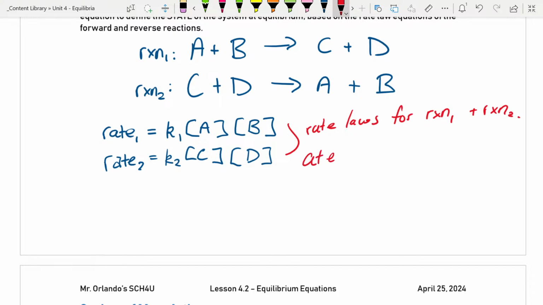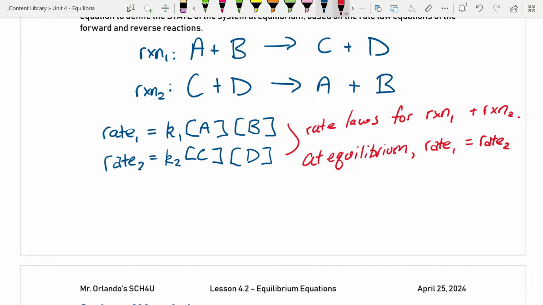At equilibrium, what will be true? However much A and B we start with, however much C and D we start with, at some point, what's going to happen to these? Because those are reactions that go in the opposite direction, the two rates will be equal to each other. At equilibrium, rate 1 will be equal to rate 2.